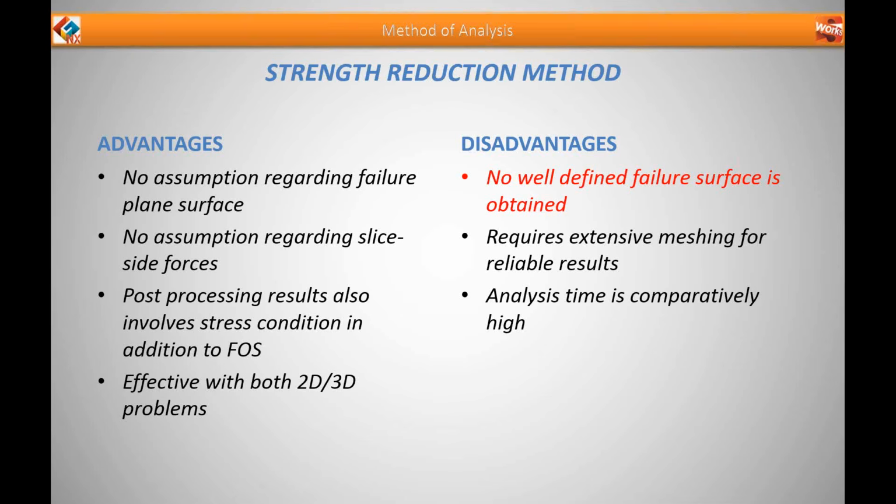Now the disadvantage of the strength reduction method is that no well-defined failure surface is obtained, like in the limit equilibrium method, where you define the failure surface, so you can say that the soil is going to fail in that particular manner. Also it requires extensive meshing for reliable results, and comparatively the analysis time also becomes high.